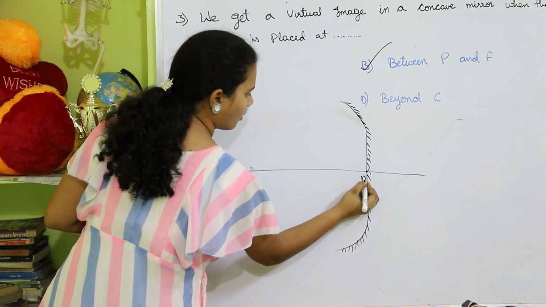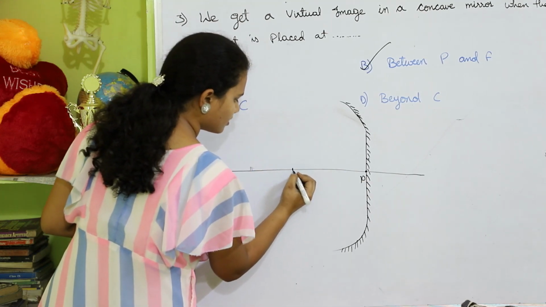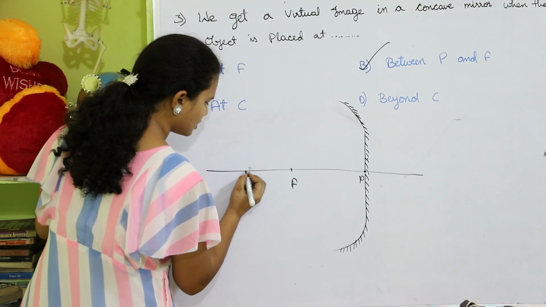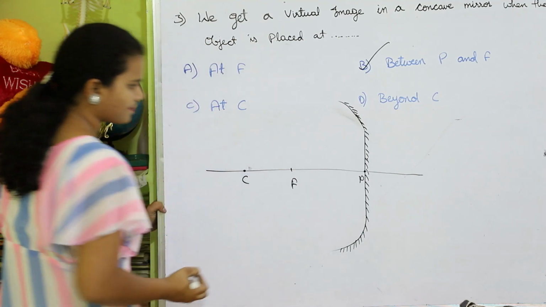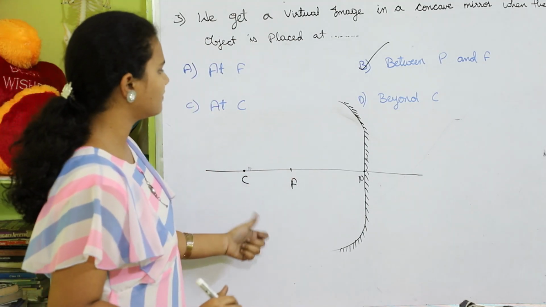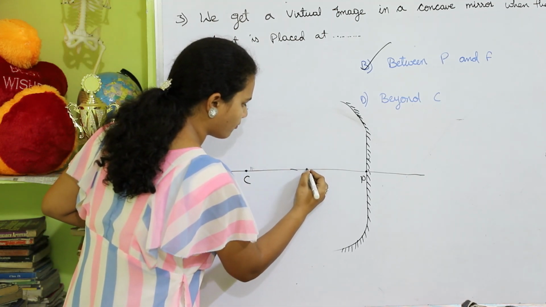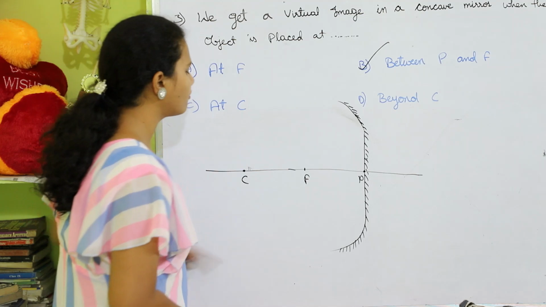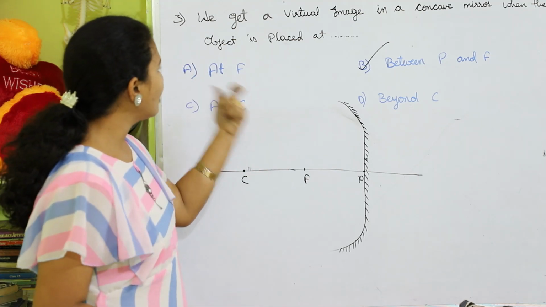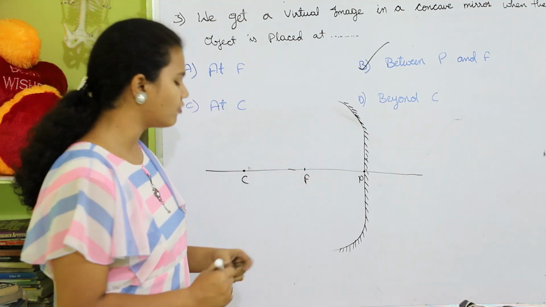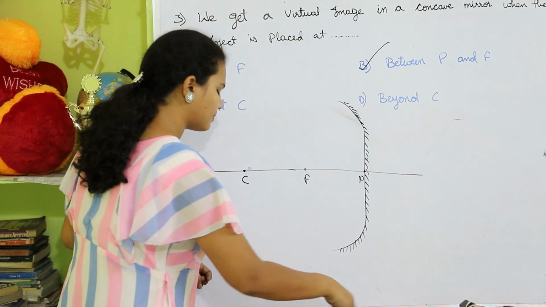This will be the pole over here. This is focus. This is center of curvature. Pole, focus, center of curvature, and this is the concave mirror. Let me draw focus a little bit closer. Okay, here you have focus. Now, place the object between pole and focus.